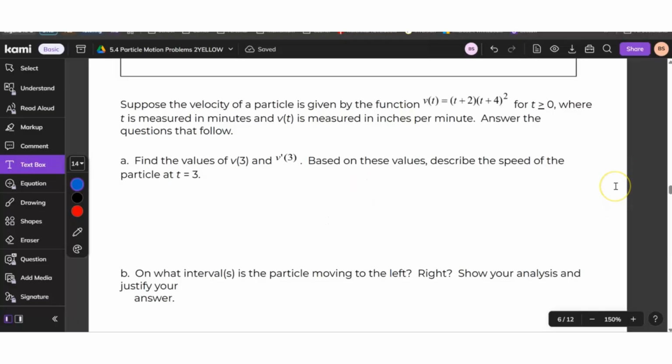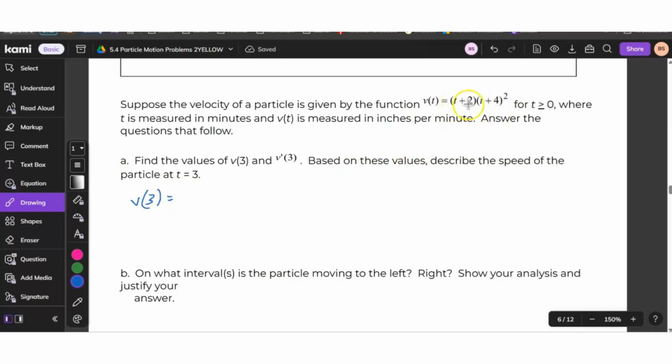So if I'm asking for v of 3 and v prime, what am I really asking for? The velocity and the acceleration, because that'll let me figure out what? Position at a time. The speed, whether it's speeding up or slowing down, right? That's what we were just talking about. So that's why it says based on these values, describe the speed. Okay, so v of 3 means I'm just going to plug it into here.